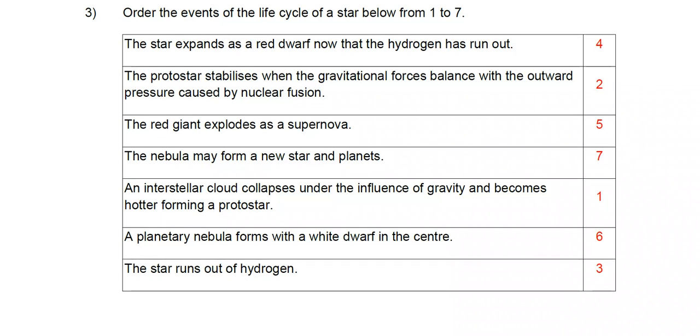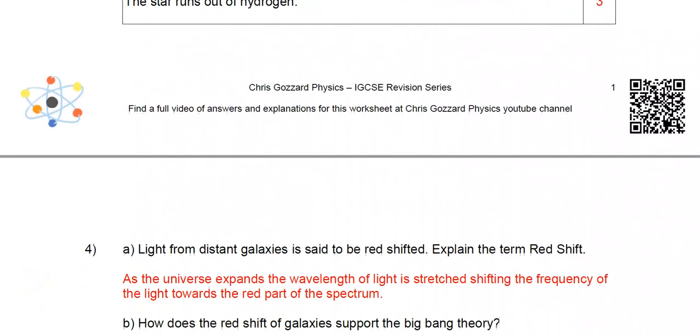Number 3, eventually the star will run out of hydrogen. The star will then, number 4, expand as a red giant, now that the hydrogen has run out. Finally, the red giant will actually explode as a supernova. A planetary nebula will form with a white dwarf in the center, and then possibly number 7, the nebula may form a new star and planets.